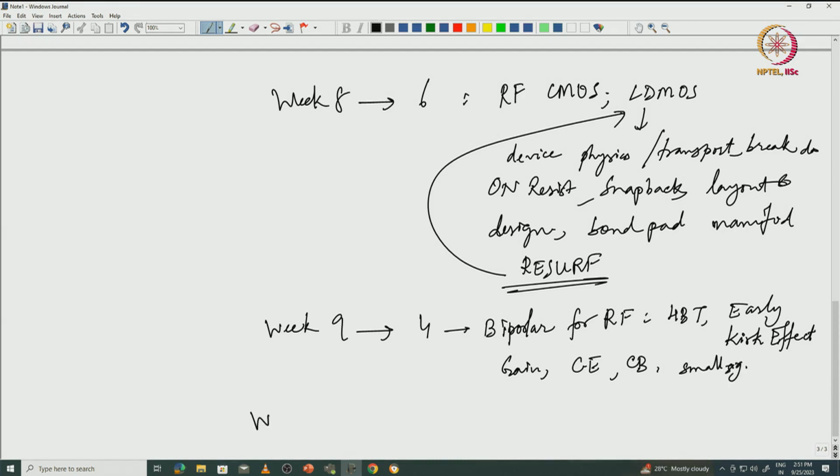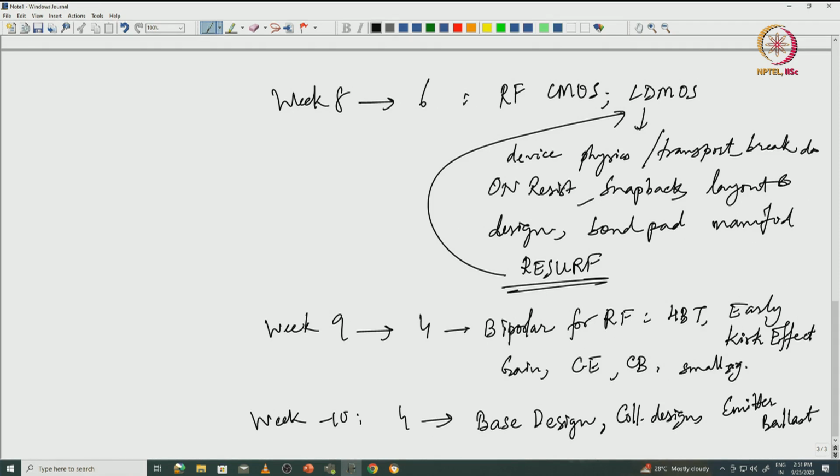Then we will come to week 10. Week 10 also has 4 lectures, and here we will talk about more advanced concepts of RF bipolar devices, such that we will talk about base design, how we design the base for RF HBT. We will talk about collector design. We will talk about things like emitter ballast. We do not know right now what it is, but we will definitely know what emitter ballast is.